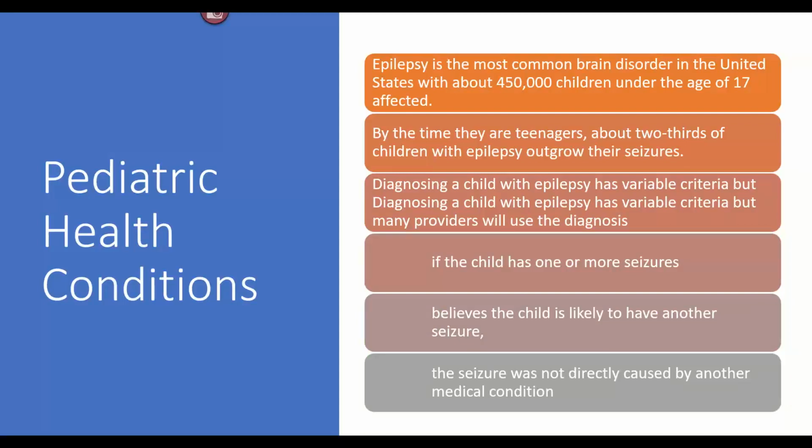Epilepsy is another one where there is some discrepancy, as physicians tend to use criteria differently. The accepted criteria: this is very prevalent, 450,000 children under the age of 17. I showed you it's up there on the top 10 diagnoses. One of the accepted criteria is if the child has one or more seizures, you believe the child is likely to have another seizure, and the seizure is not directly caused by another medical condition, it's usually coded as a seizure.